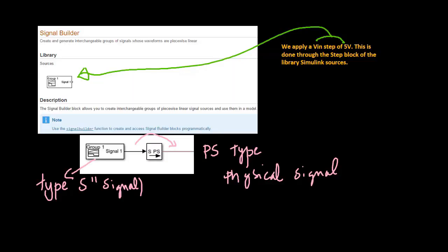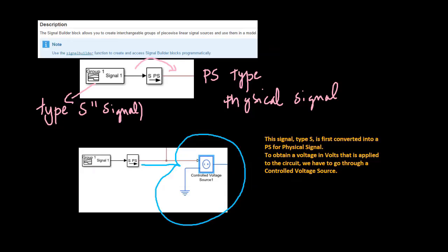The signal, type S, is first converted into a PS, for physical signal. To obtain a voltage in volts that is applied to the circuit, we have to go through a controlled voltage source.